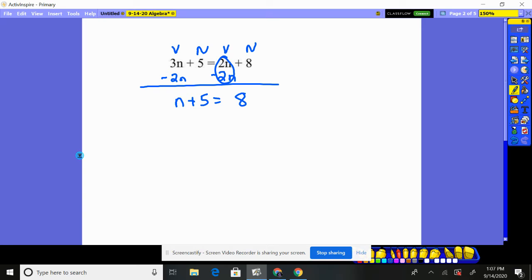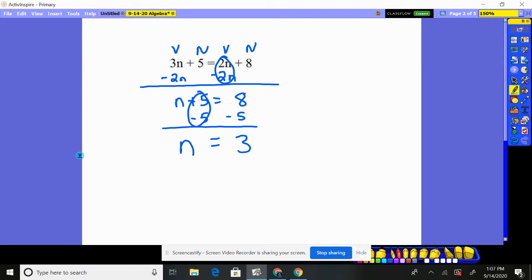So what do I need to do? Well, I need to move that 5 over to be with the 8, and that'll get the n by itself. So I'll subtract 5 from both sides. That goes away. I get the n by itself, the variable by itself. 8 minus 5, the number on the right side by itself. And we're done. n is 3.